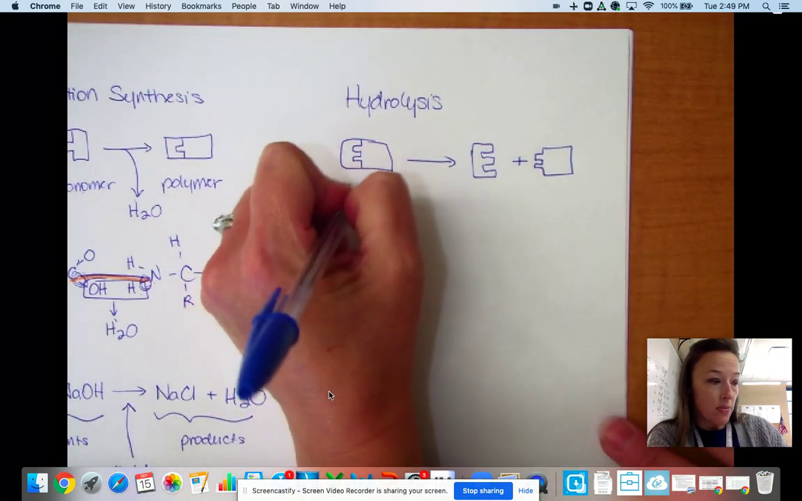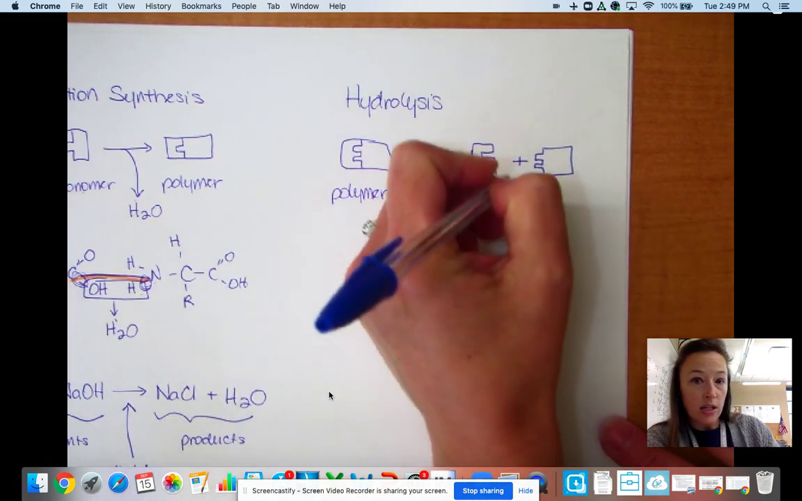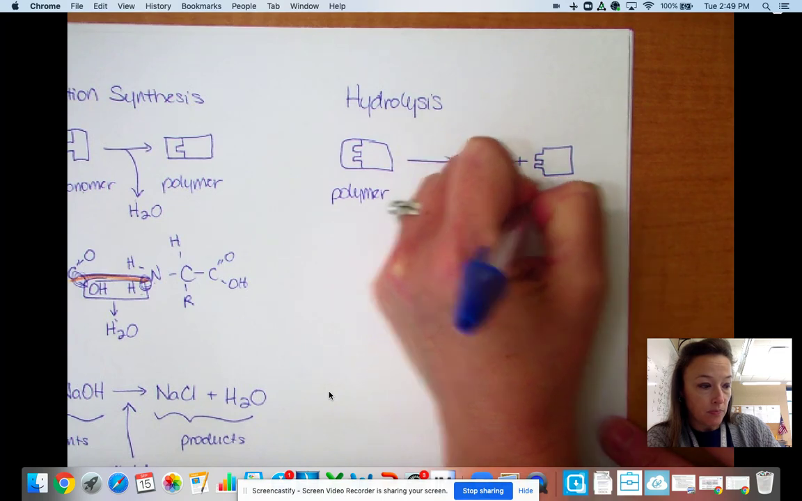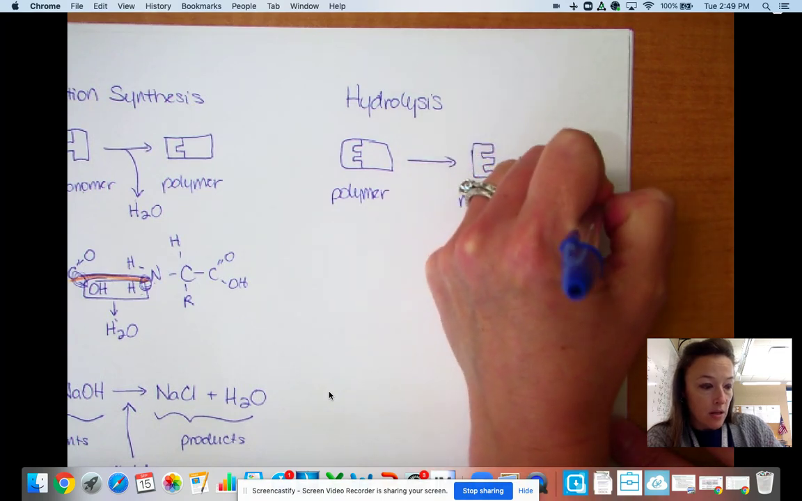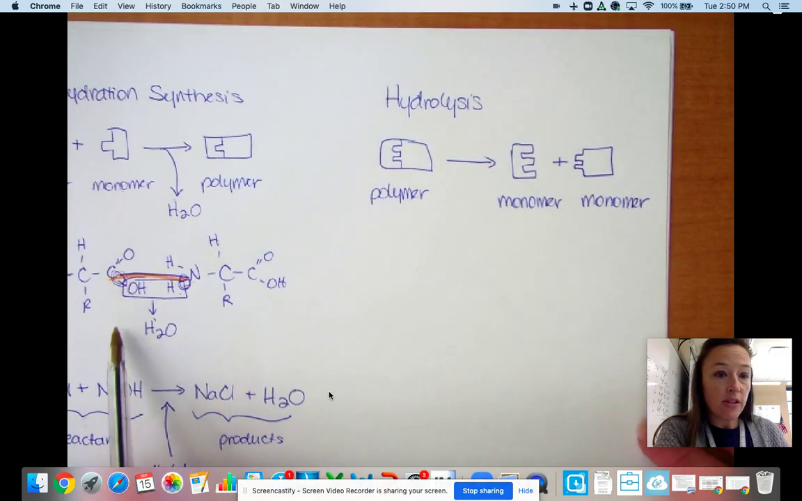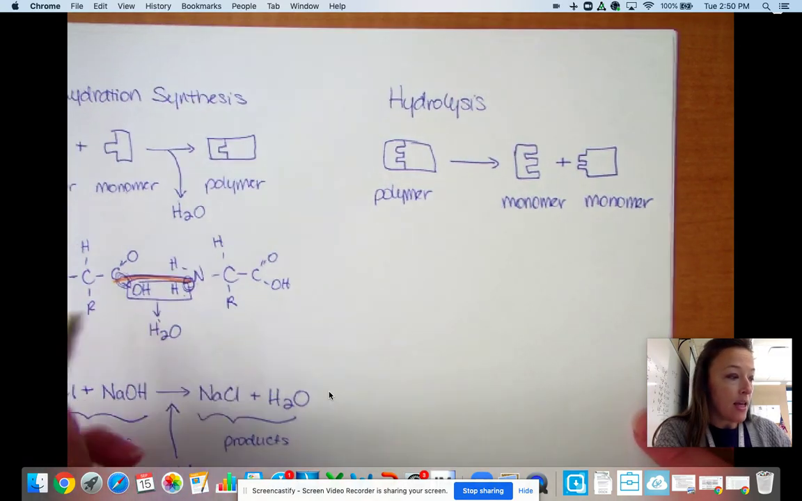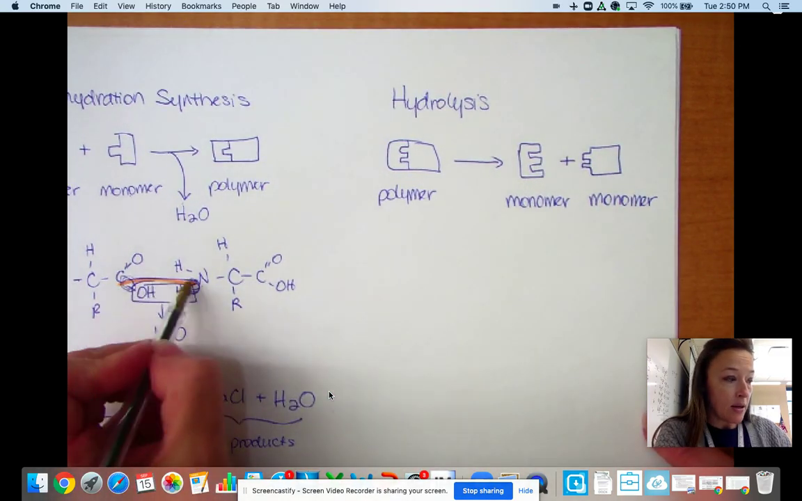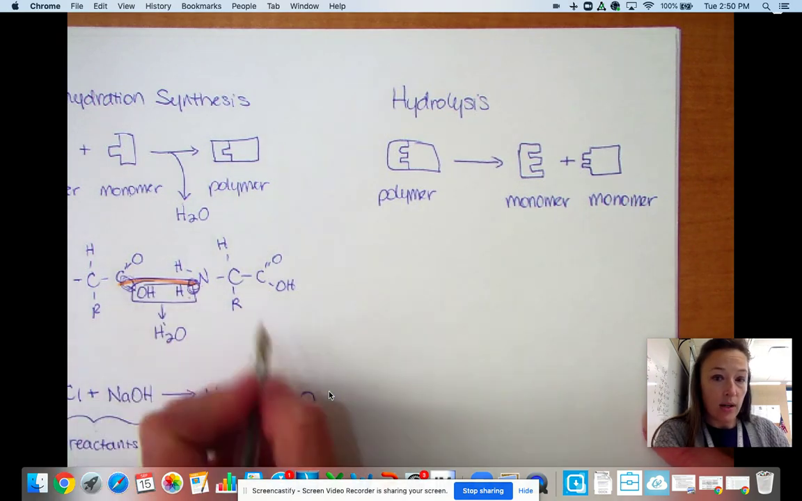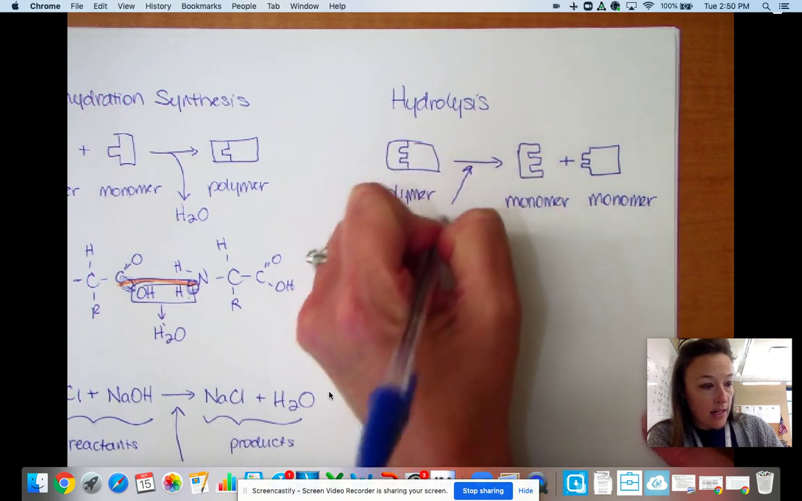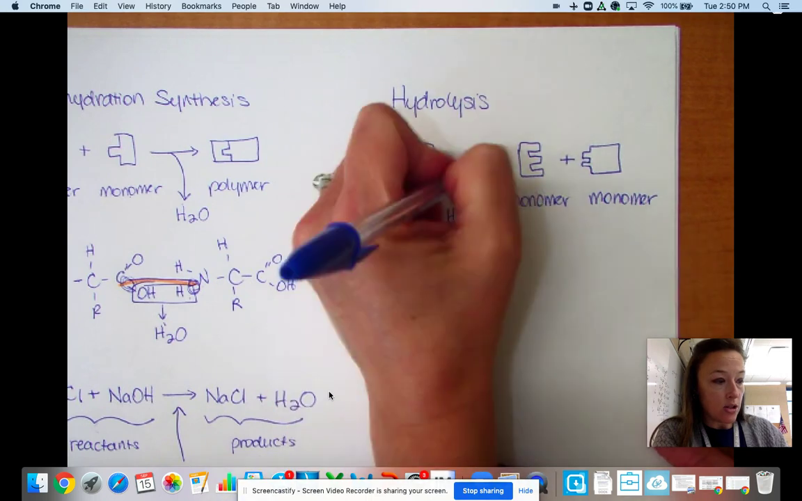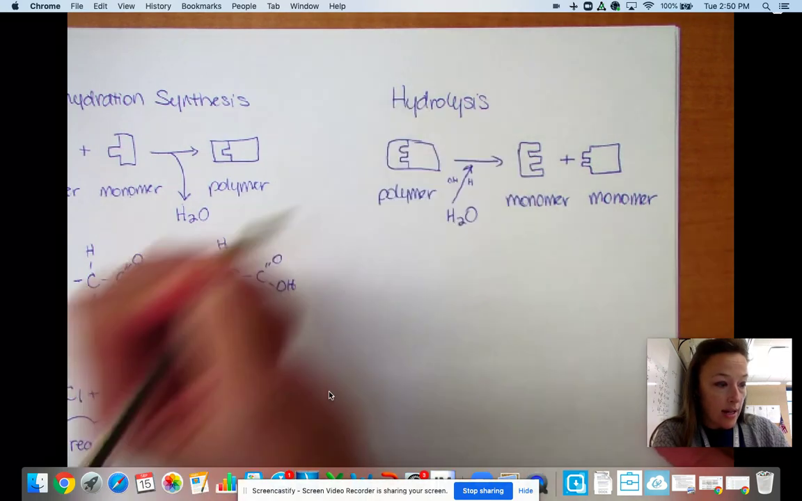You start with your polymer, and you are then going to break it into your monomer and your monomer. So again, if this was a carb, you'd be breaking it into 2 monosaccharides. The reverse of what we showed down here is going to happen. In this case, this bond is already formed. We're going to need to break that bond. We're going to need to take a water, add it in, but we need to blow it up. So we're going to split that water into an OH and an H.